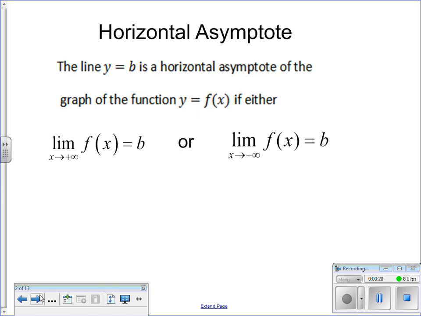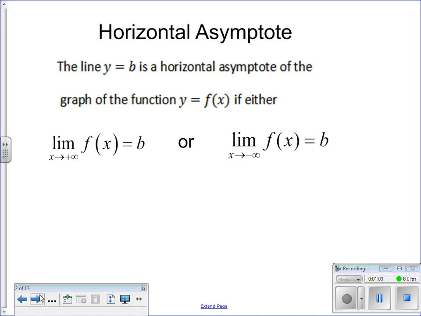The line y equals b is a horizontal asymptote of the graph of the function y equals f of x if either the limit of f of x as x approaches positive infinity is equal to b, or the limit as x approaches negative infinity is b. So as we get really, really large or really, really small, do we approach a particular value? If we do approach a particular value, that is a horizontal asymptote.